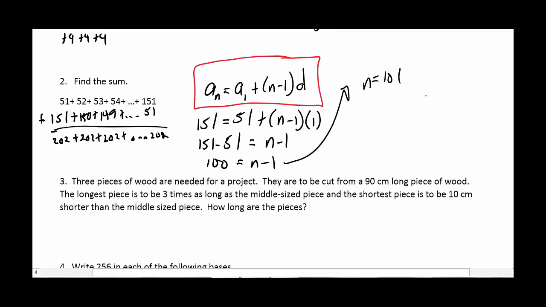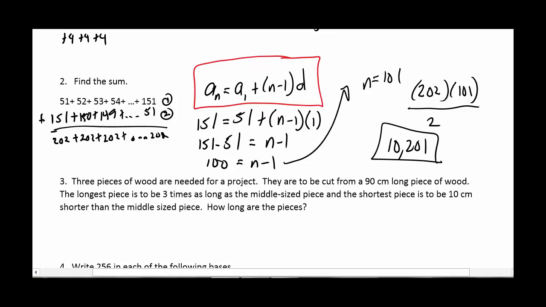So when I come down here and I look at that 202, how many 202s are there? There's 101 of them. But that would be twice as much as I want. Because remember I added 51 plus 151, I added it twice, the 2 times that I added it. So I want to take that product and divide by 2. So 202 times 101 divided by 2 is 10,201. So that sum adds up to 10,201.